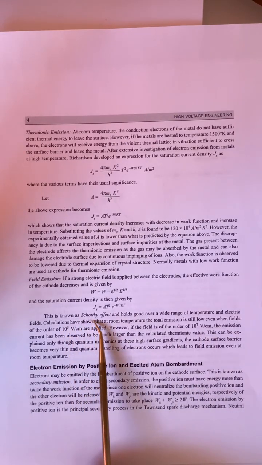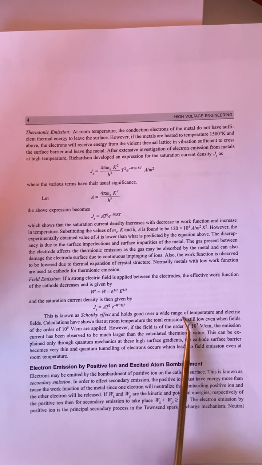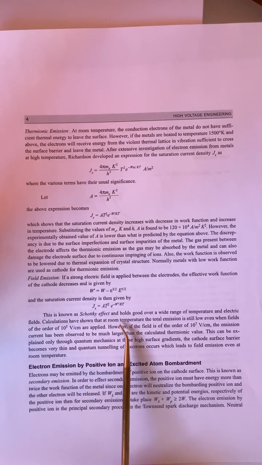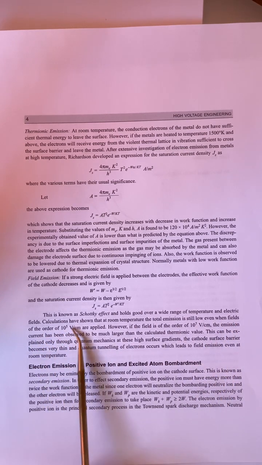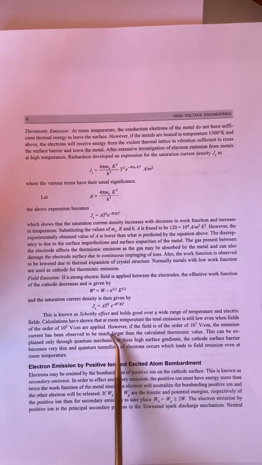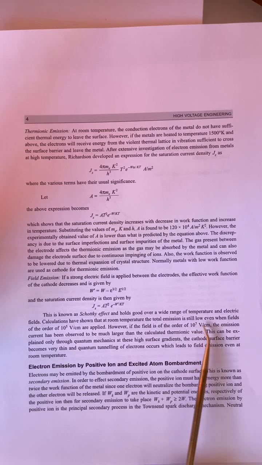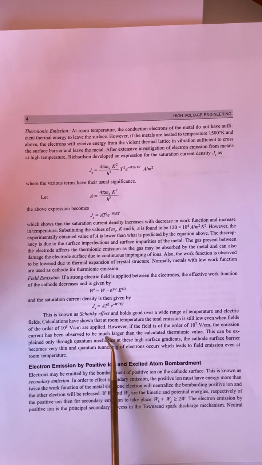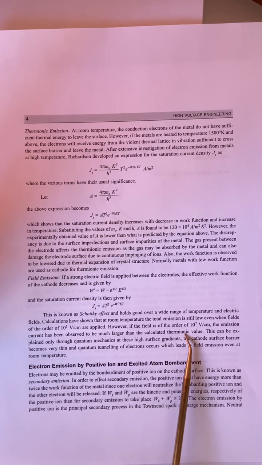Now this is known as the Schottky effect, and it holds good over a wide range of temperature and electric fields. Calculations have shown that at room temperature the total emission is still low, even when fields of the order of 10 to the power of 5 V/cm are applied. However, if the field is of the order of 10 to the power of 7 V/cm, the emission current has been observed to be much larger than the calculated thermionic value.